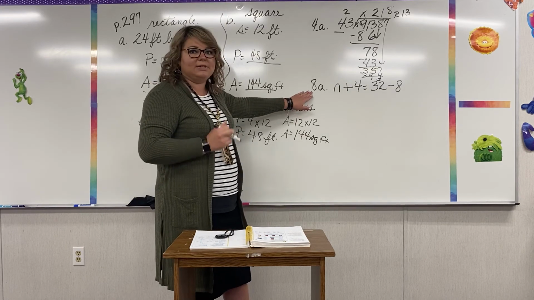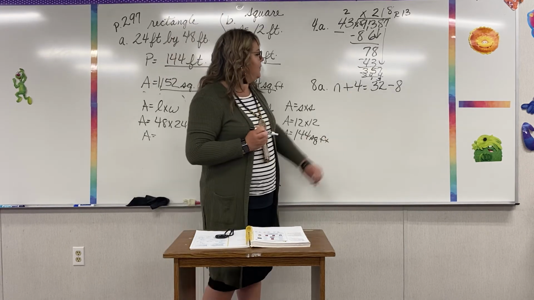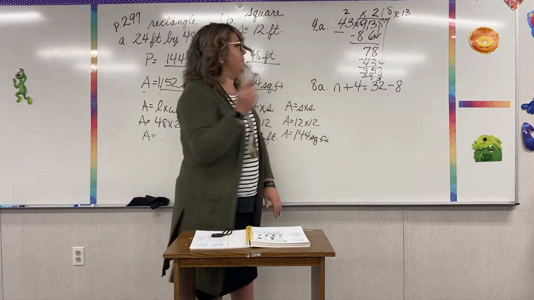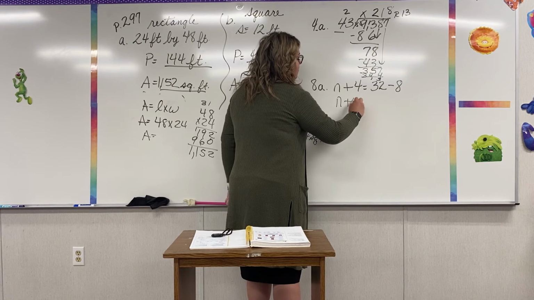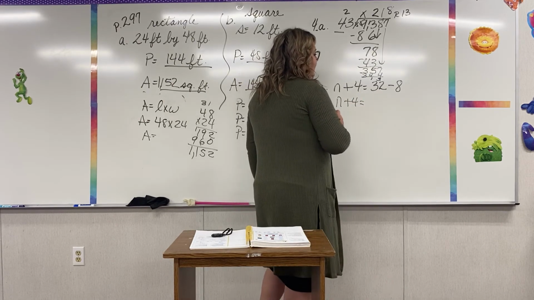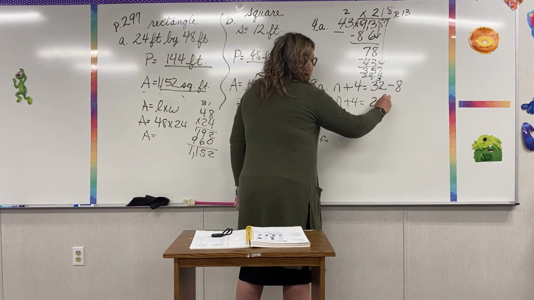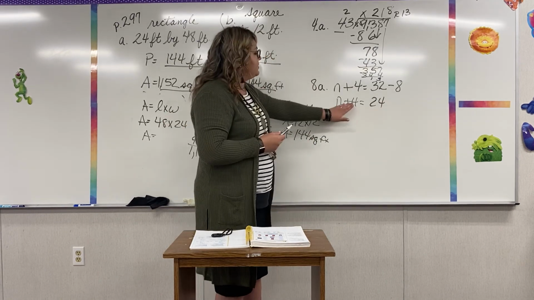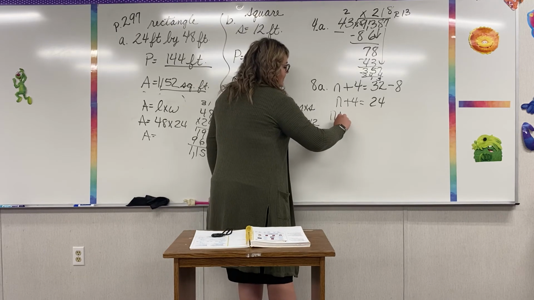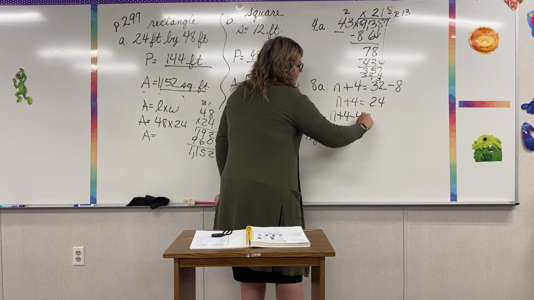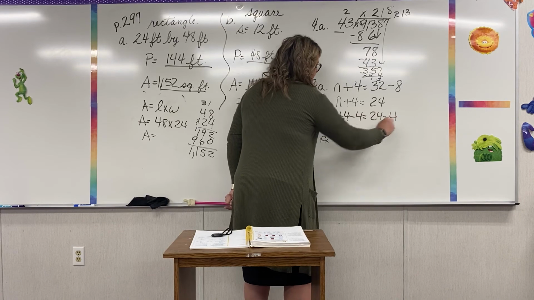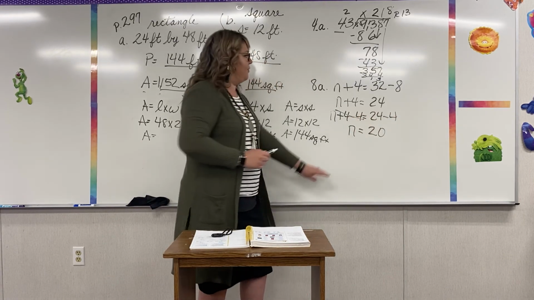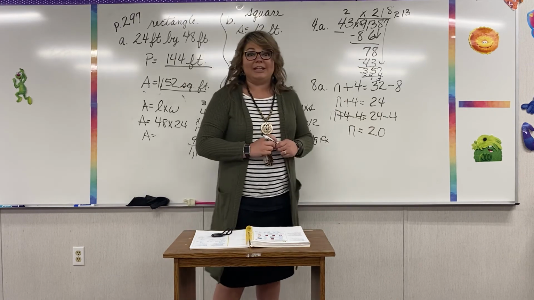Let's move on down to number 8A and do this equation together. First step, do what you know. So here we go. N plus 4 equals, now 32 minus 8 is 24. And so then we do the opposite to both sides. The opposite of plus 4 is minus 4. And you have to do that to both sides. And so that cancels out. So we have n equals 20. And then you can go back and put that into your equation and check it.